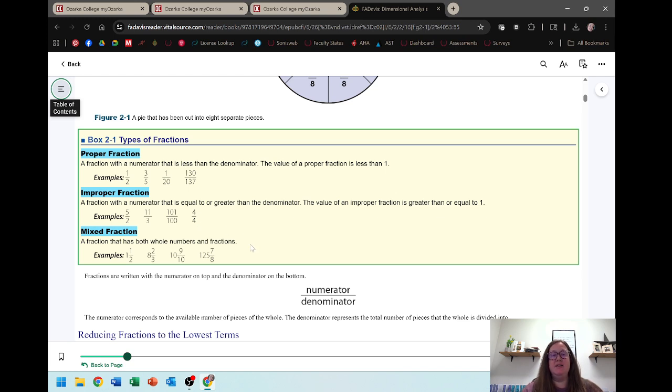Mixed fraction is the last type of fraction they discuss, and that is where the fraction involves both whole numbers and fractions. So we're going to learn how to utilize and work with each of these types of fractions when we're doing our problems.